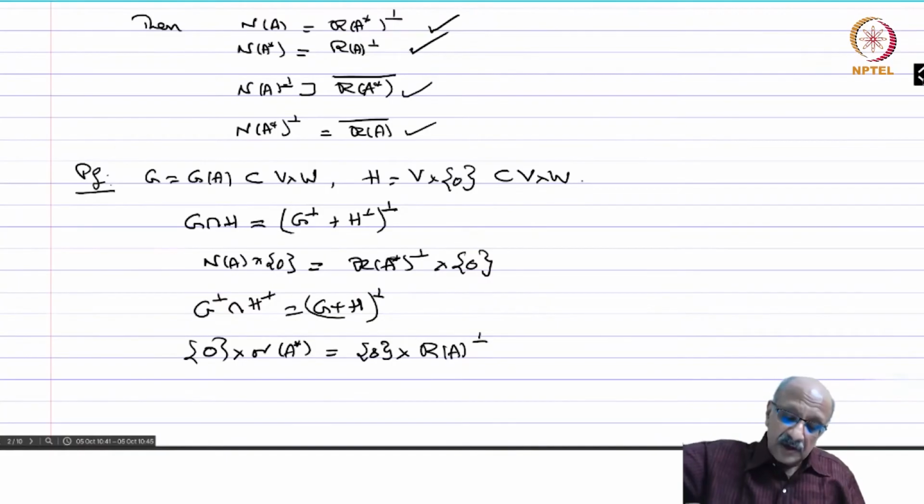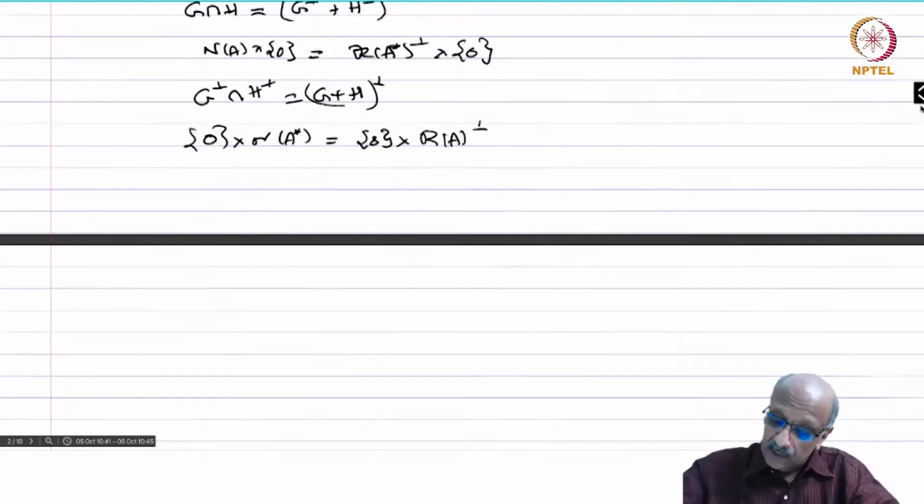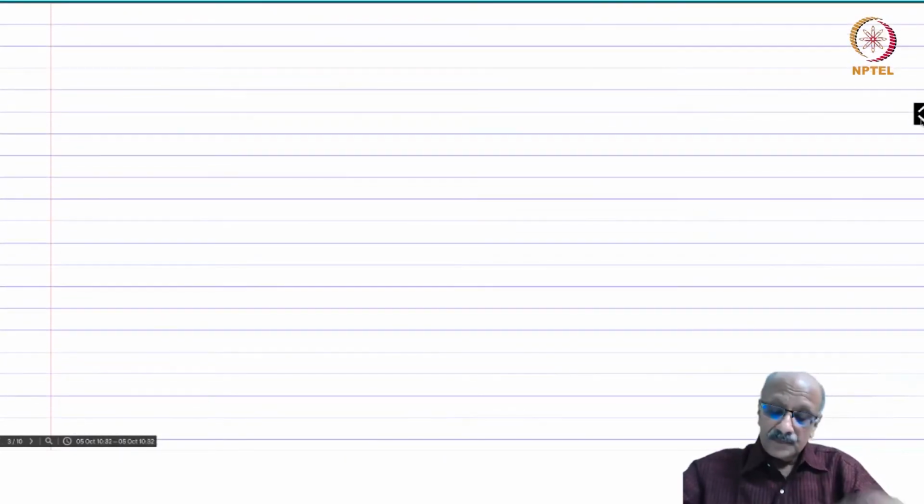So we have a relationship: the null space of an operator is nothing but the orthogonal annihilator of the range of the adjoint. Similarly, the null space of the adjoint is nothing but the annihilator of the range of the original operator. Okay, so this is a connection between the two. Now we have a little more.